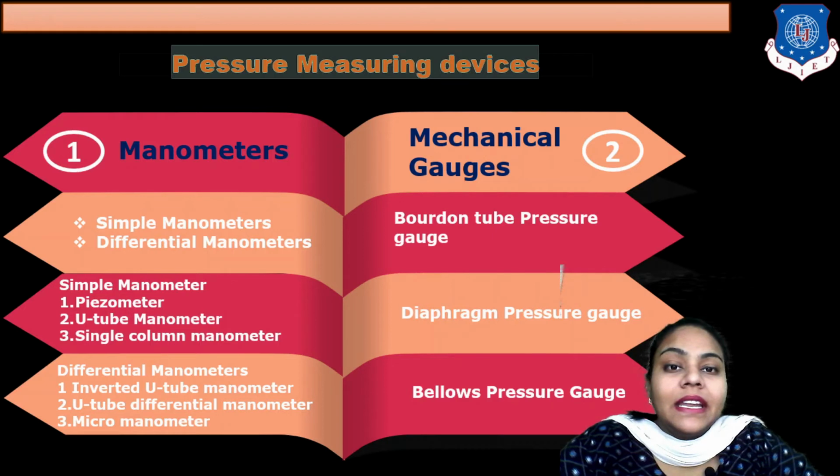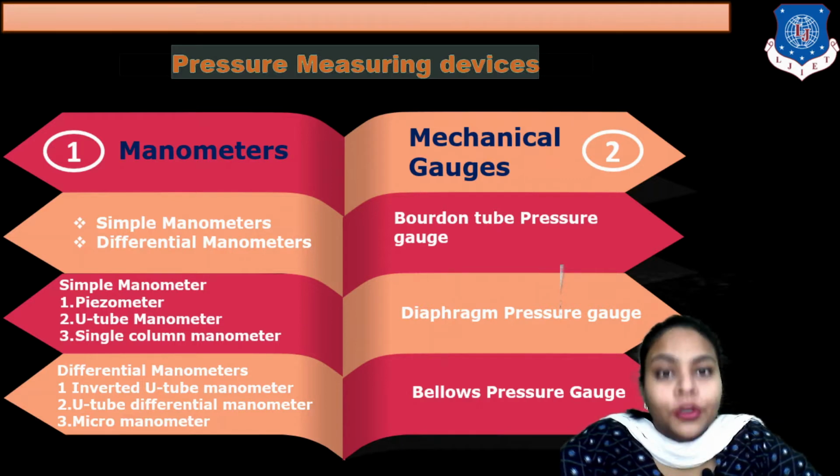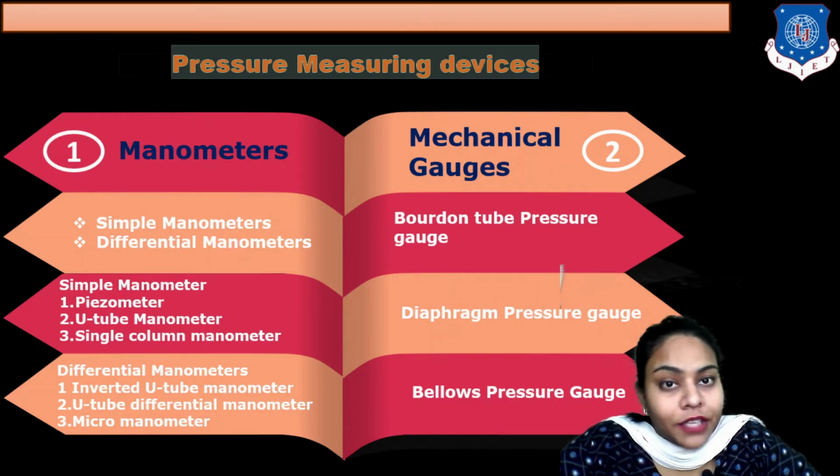Mechanical gauges are also devices which are used to measure the pressure. The different types of mechanical gauges are Bourdon tube pressure gauge, diaphragm pressure gauge, and bellows pressure gauge. Now, mechanical gauges are not important from the GTU point of view, so we covered the manometers, which are important from the exam point of view. In today's lecture we are going to study some examples based on the manometer. Okay, so let us start.